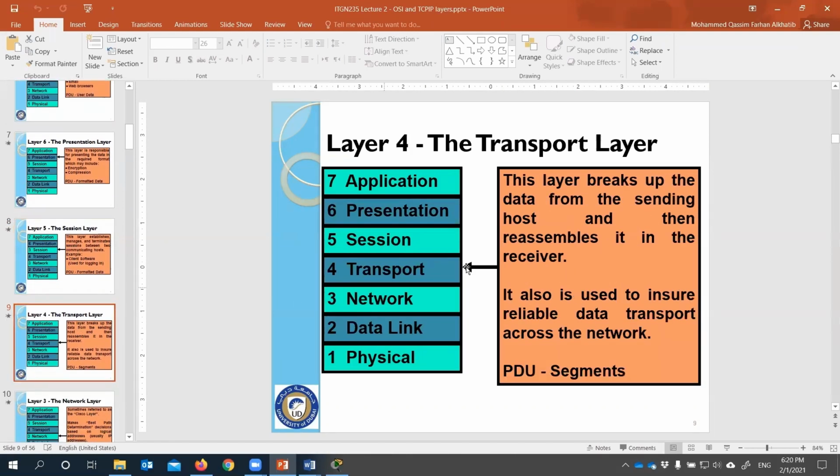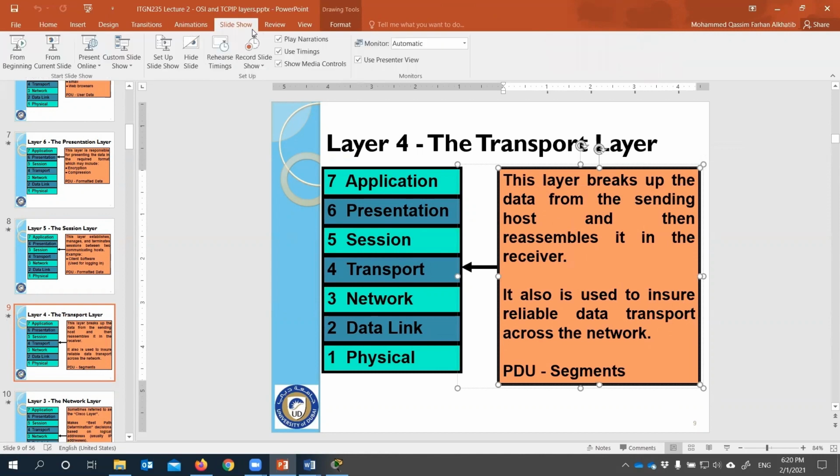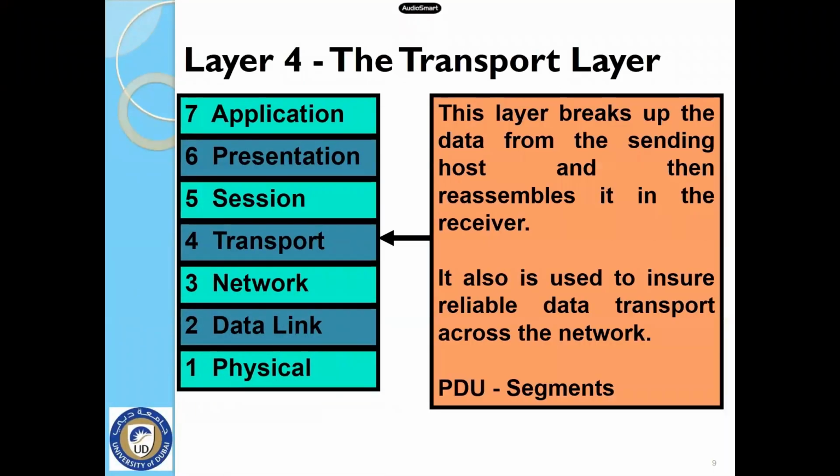Okay, now the transport layer. Let's imagine the data is large. It is responsible for breaking up the data into segments and sending these segments in a certain order. It breaks up the data at the sending host and then reassembles it at the receiver. At the sender side, it breaks up the data; at the receiver side, it assembles the data. Again, these layers are at both sides, the sender and the receiver. Right now, we're talking about the sender.